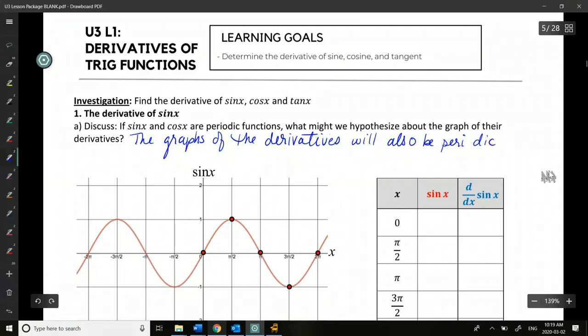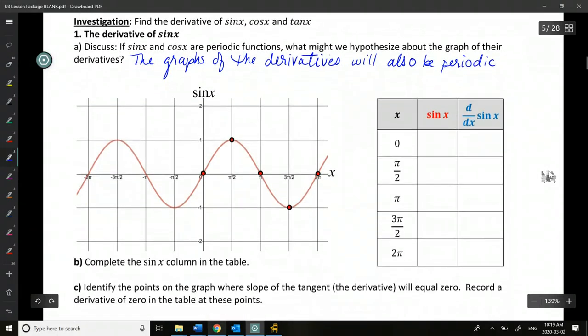Okay, so in order to investigate what the derivative of sine x is equal to, we're first going to just identify some points on the function. So we know that the regular sine function has some points marked off for us here. We're going to record the y values in this column. So at 0, we have a y value of 0. At pi over 2, we have a y value of 1. At pi, we have a y value of 0. And so on. So these are the key points that we were working with from sine last year when we were doing graphs and transformations in radians.